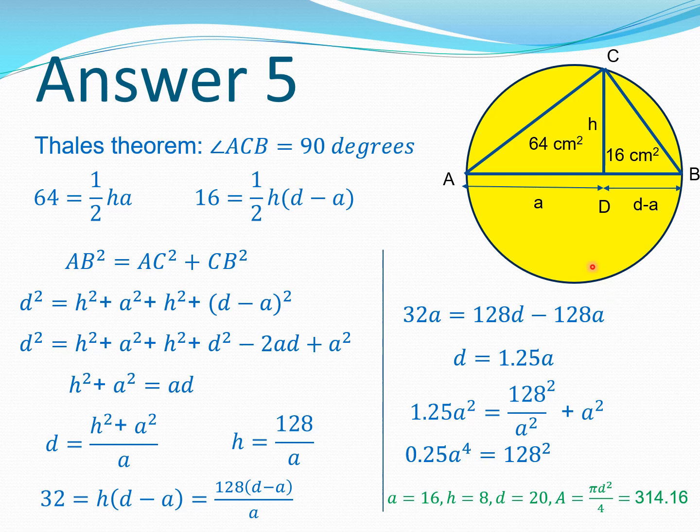So first thing I do is I give some nomenclature. I call this height h, I call this distance a, I call this distance small d minus a. So small d here refers to the diameter of this circle.